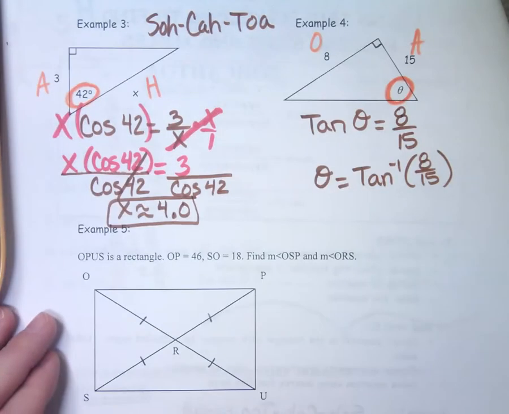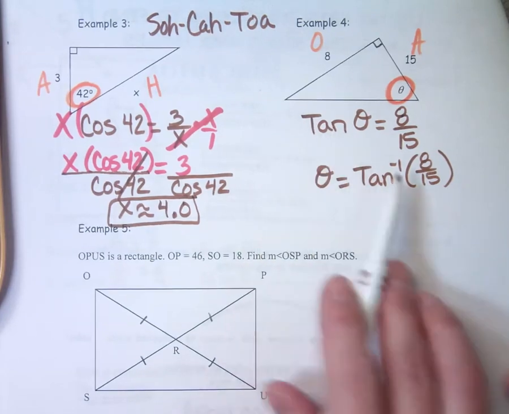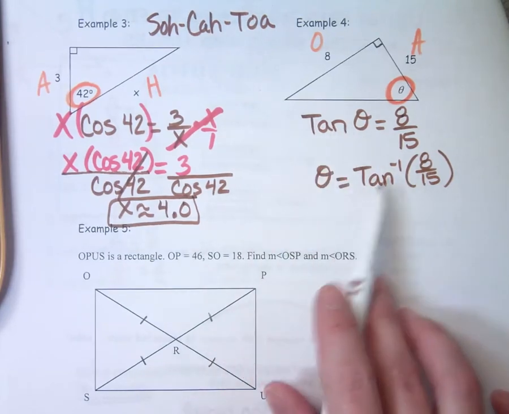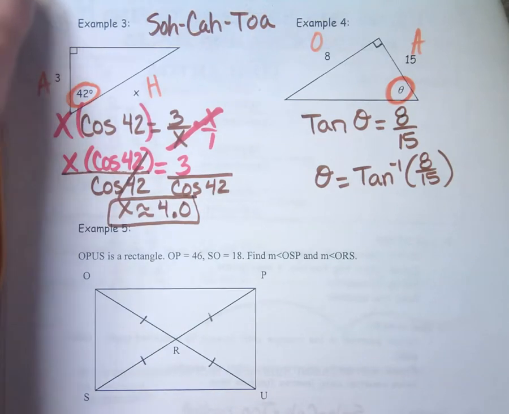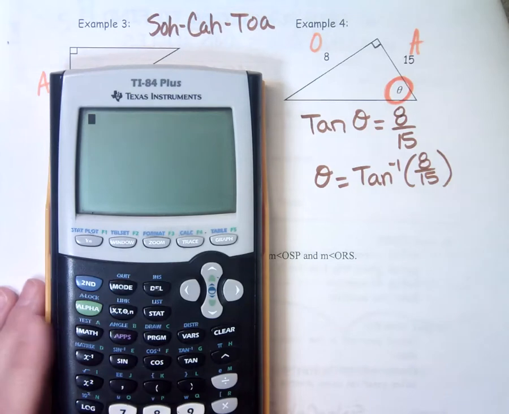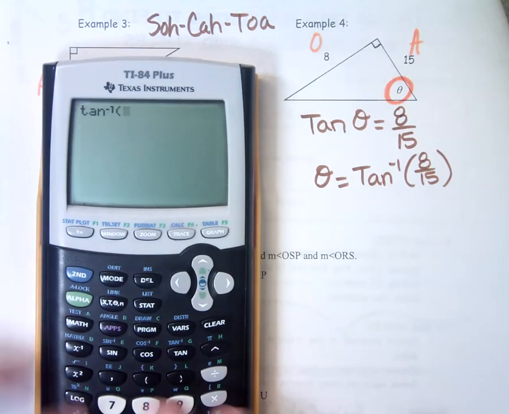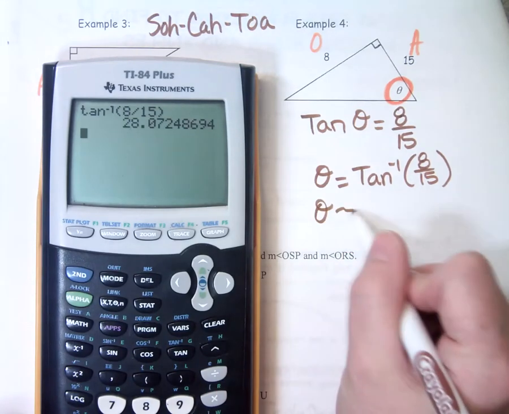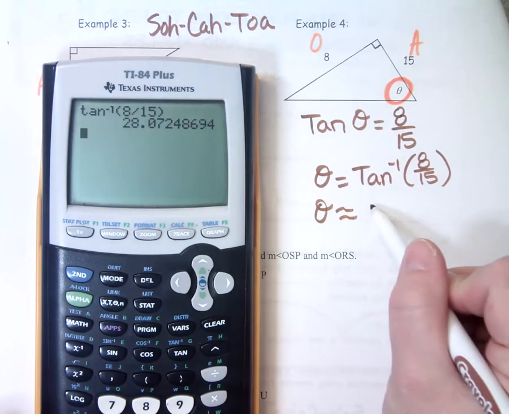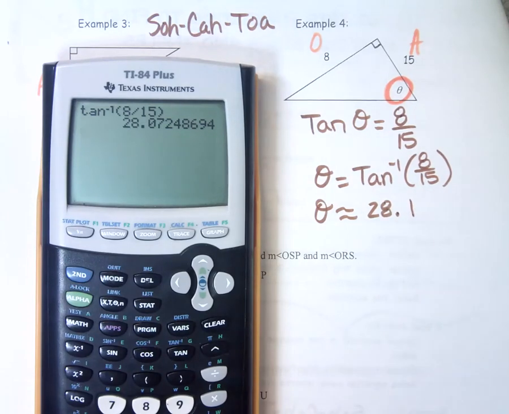So whenever you're trying to find an angle, that's when you do the inverse. So if it's tangent, it's inverse tangent. If it's sine, it's inverse sine. Okay, do you see that little guy in your calculator? I go second tangent. Second tangent has it. I put in 8 divided by 15. And what would you get if you rounded to the nearest tenth? 28.1.